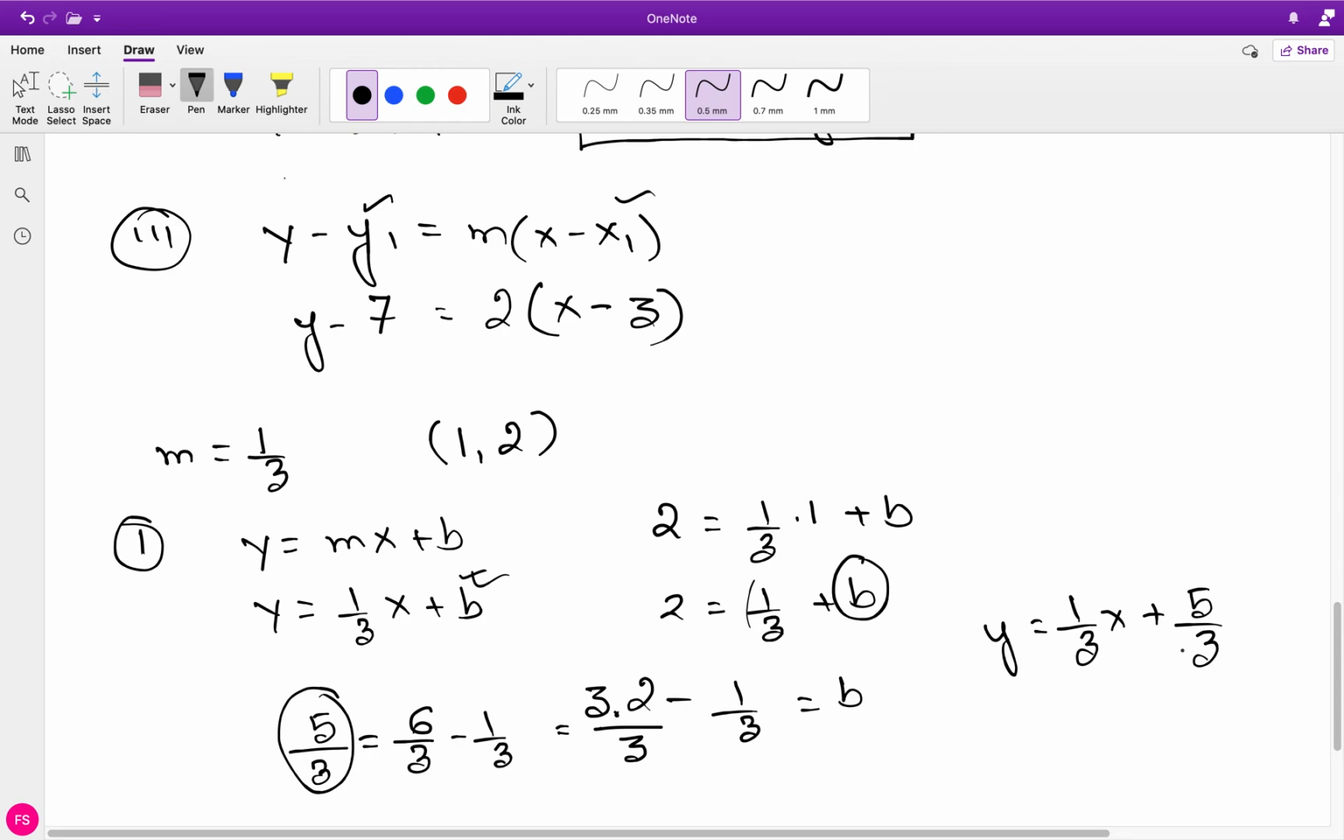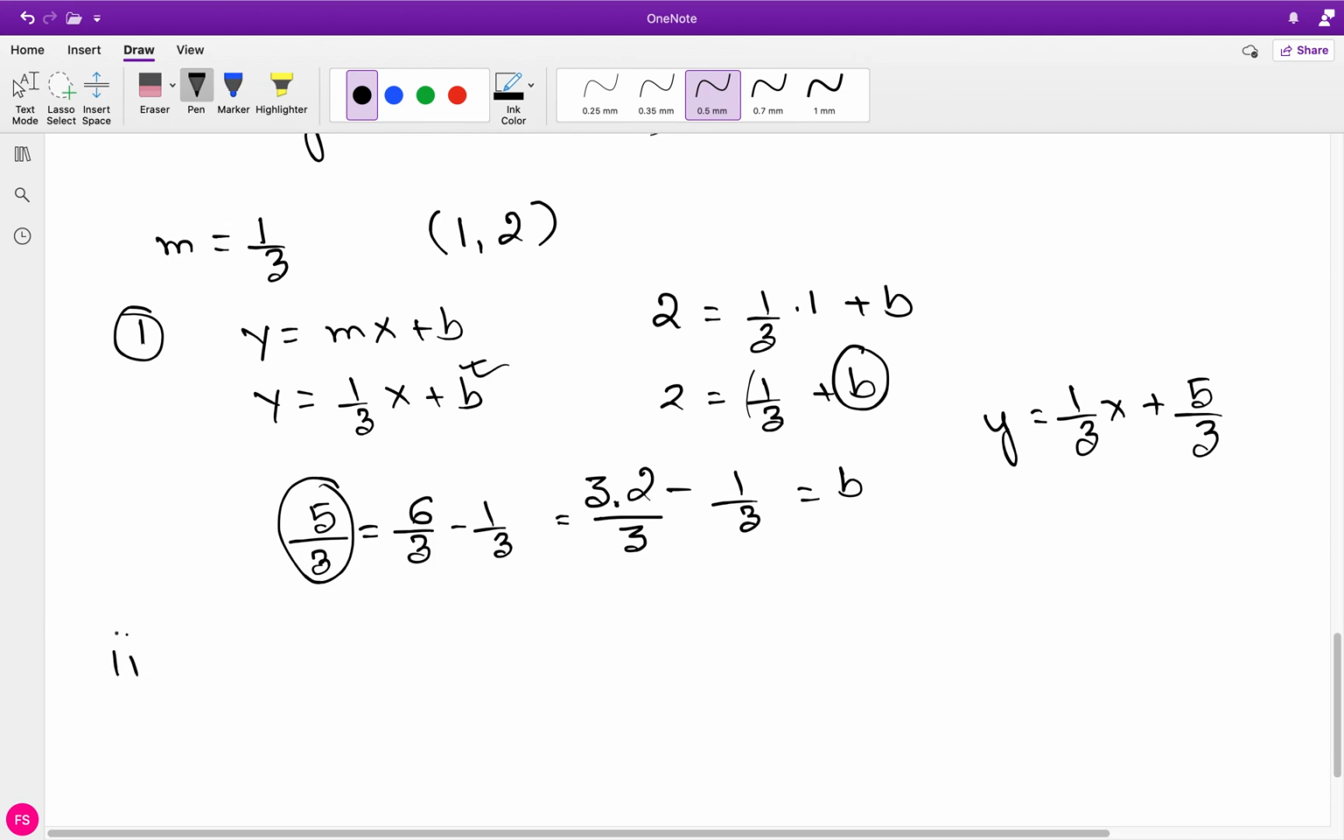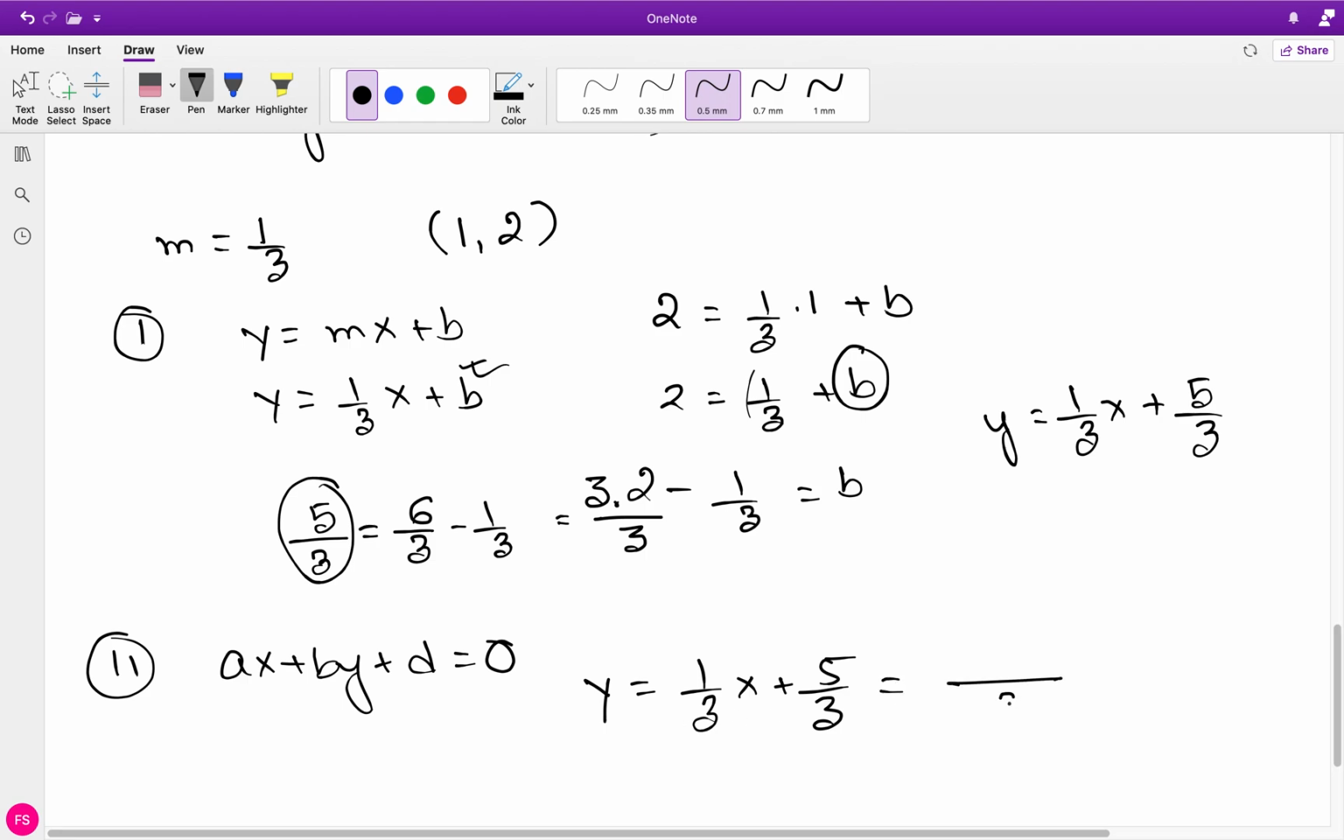How do I change it to the general form? Let's see. Most of the time when they ask you to find the general form, they will ask you to write it in this form, and they will ask you to make a, b, d integers. That means you can't have a number like this. So if you want to change this to general form, this is what you need to do. I'm just going to write this equation first, and I'm going to write 1 over 3 so that I can move it to the other side.